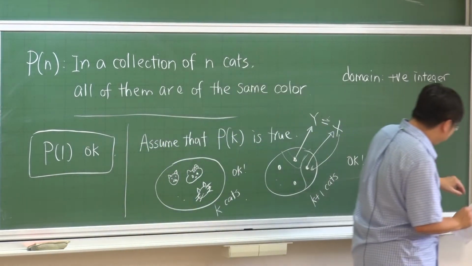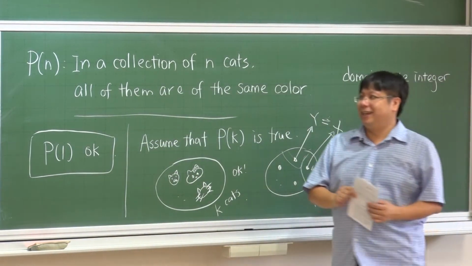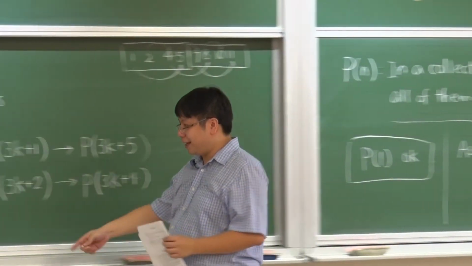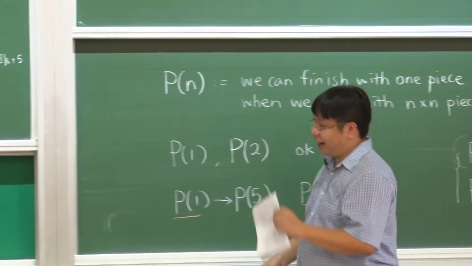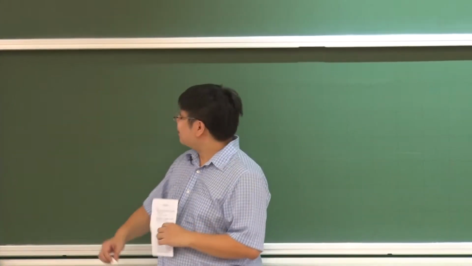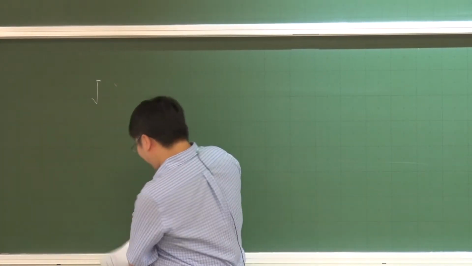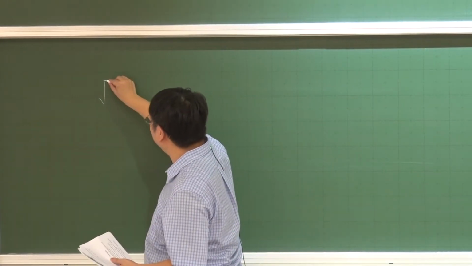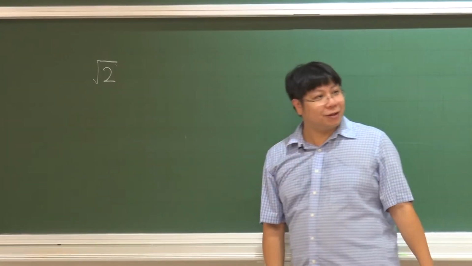And now, let us do something I think is interesting. So look at this number. So this is a square root. So this is square root 2. Is that okay? Square root 2.